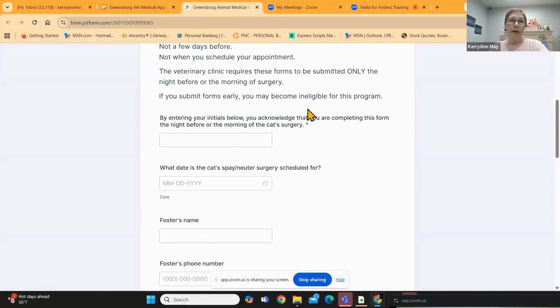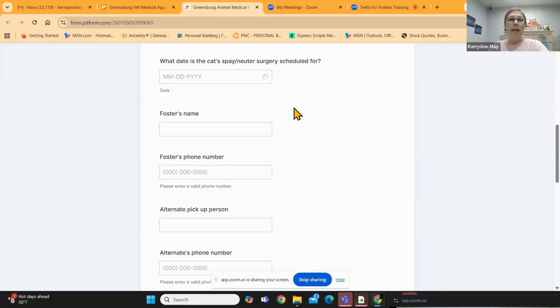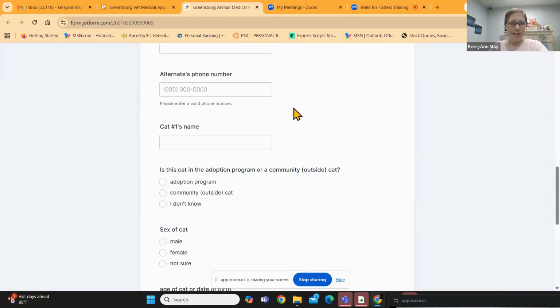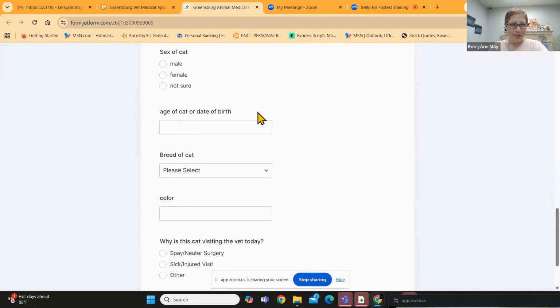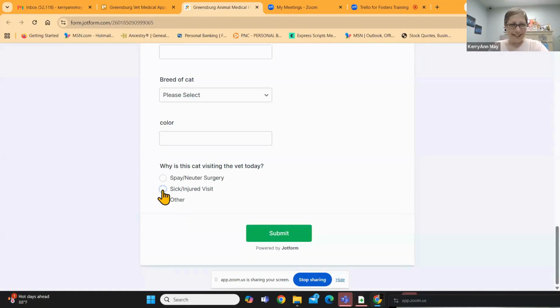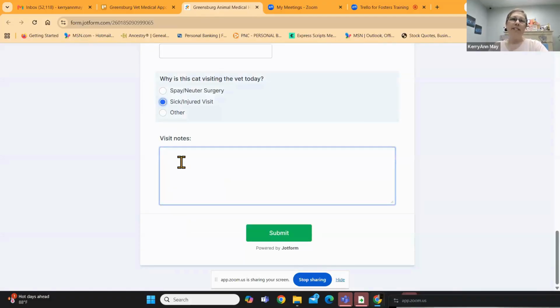Some people just do it in the parking lot when they park and they get to the clinic, they'll go ahead and fill it out then, and that's just fine. And so you'll fill out all the normal stuff, but when you get down to the sick or injured, then it's going to open up a visit note so that you can tell them generally what has been going on. You're going to see the doctor, but it's helpful just to put in there, the cat has been limping for 2 days, or liquid diarrhea, it's like the consistency of heavy cream or something like that. So you really want to try to give them some ideas as to what's going on with the cat.